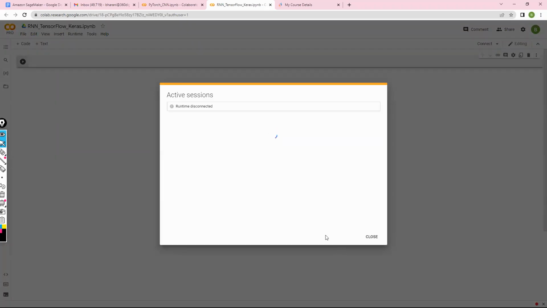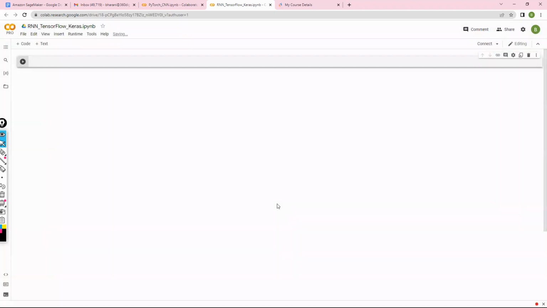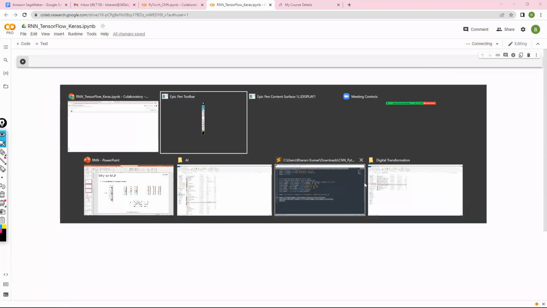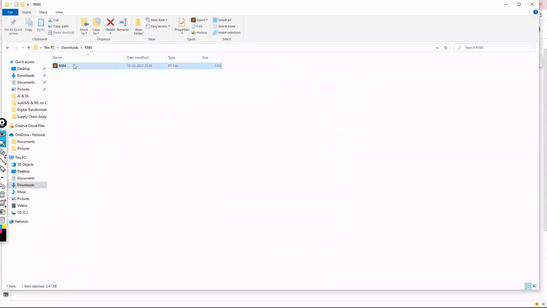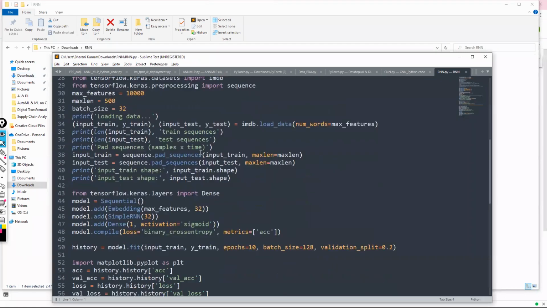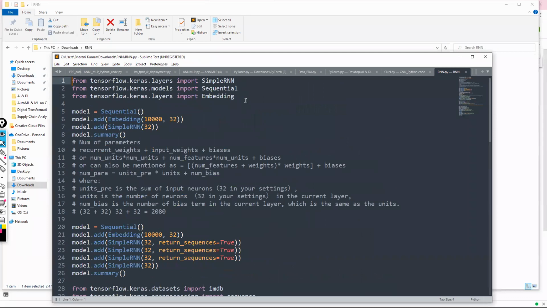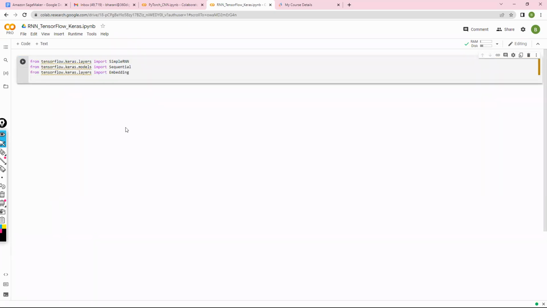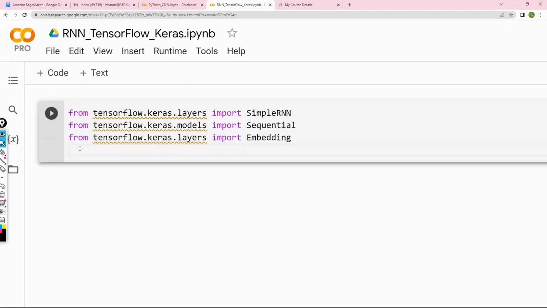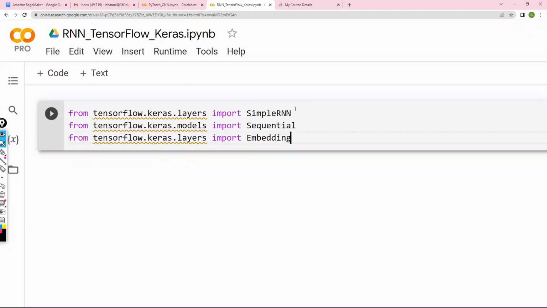I'll terminate all these sessions which exist, so that we may connect. And while this connects to the server, let's go to the download folder, RNN, and let me get this out. So the first thing is, we need to load the required libraries. So we are importing SimpleRNN. We are also importing Sequential and Embedding.